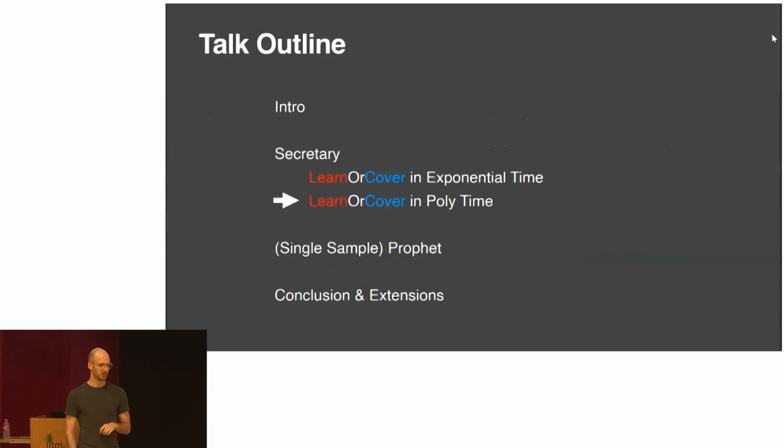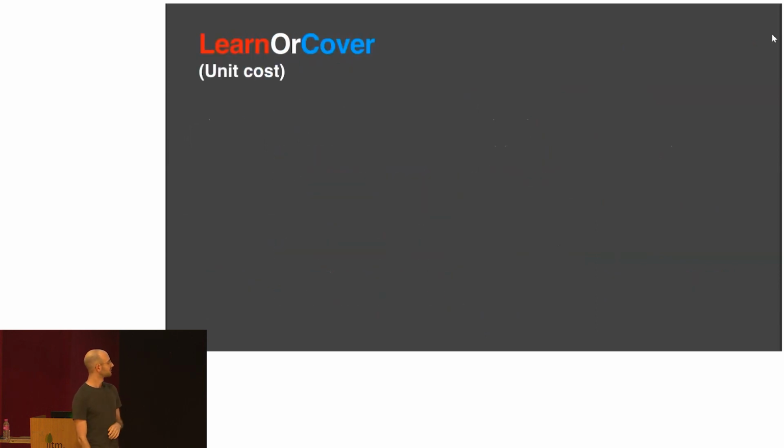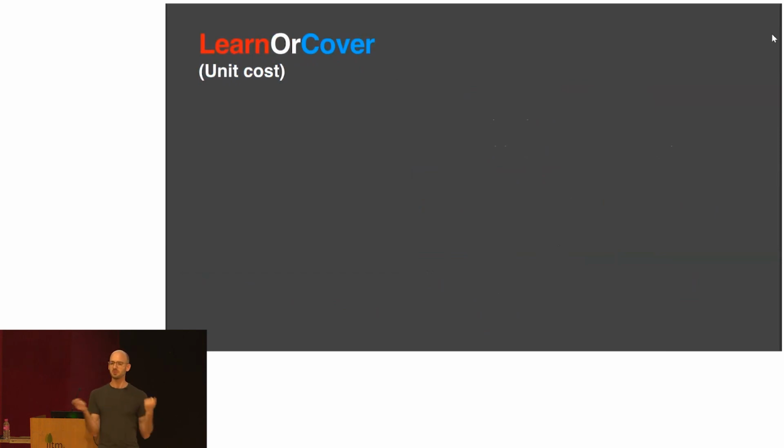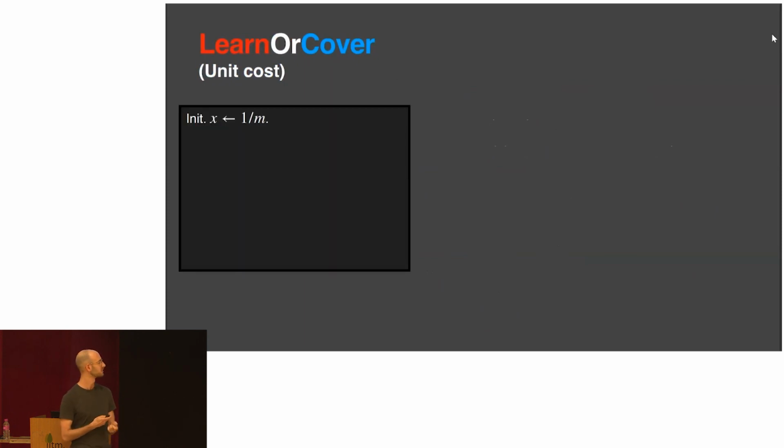Great. So let's do the polytime version. Again, we're unit cost. Why did we need to enumerate subcollections of sets? We really use this to generate a distribution over sets. That's really what we're doing. So the natural thing to try is to directly maintain a distribution over sets, and then update this as we learn about the instance.